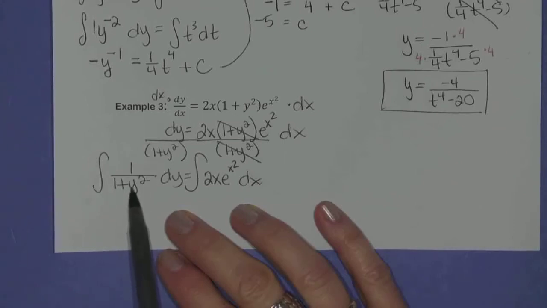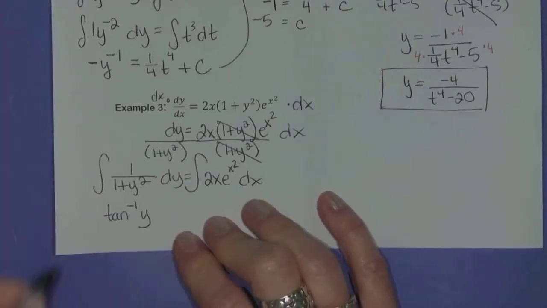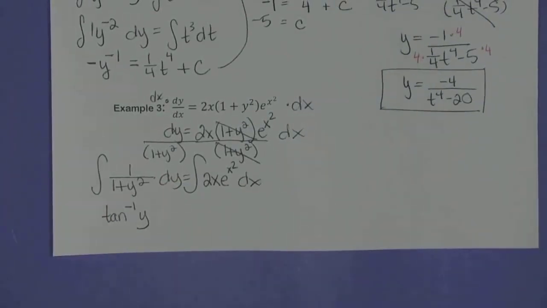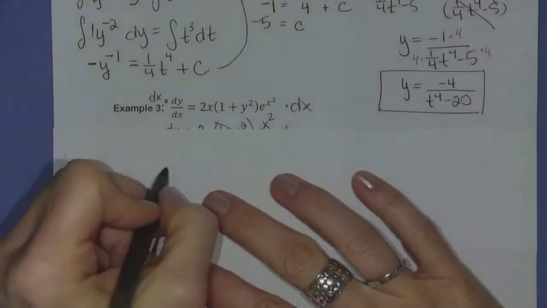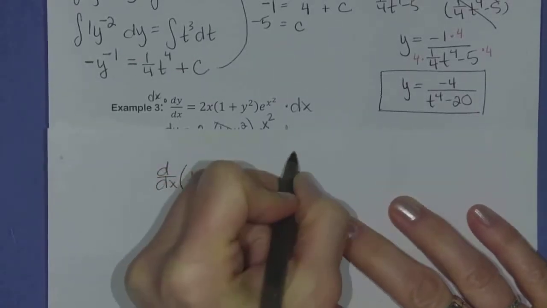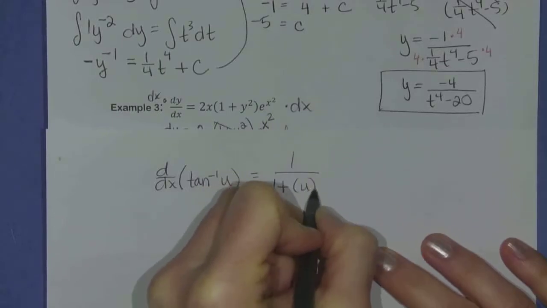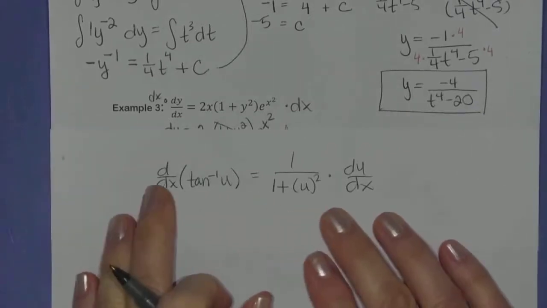There was a trig function, an inverse trig function actually, that when you took the derivative, it looked like this. And that inverse trig function is inverse tangent y. And the reason is, if I grab a piece of scrap paper, if you remember this rule, it said the derivative with respect to x of the inverse tan of u is equal to 1 over 1 plus u squared times du dx. That was the rule from a previous unit, our derivative unit.